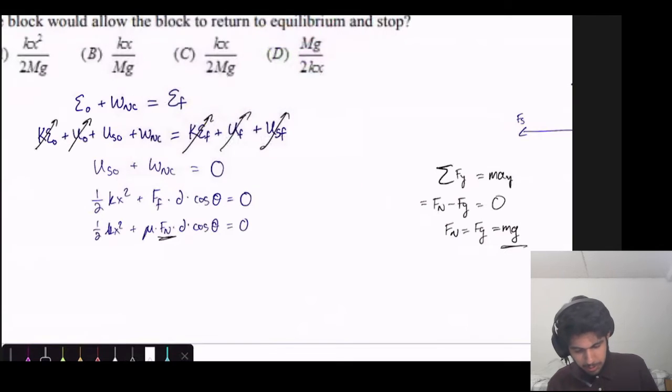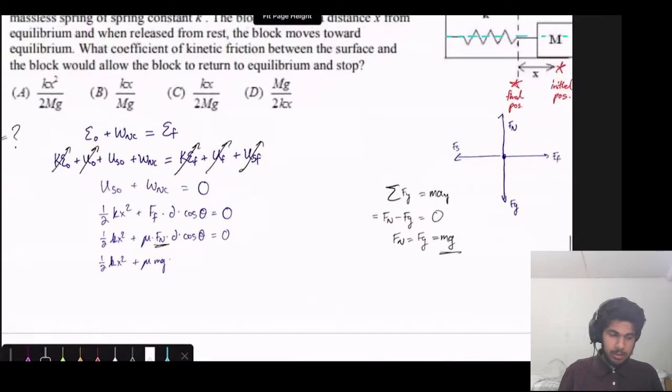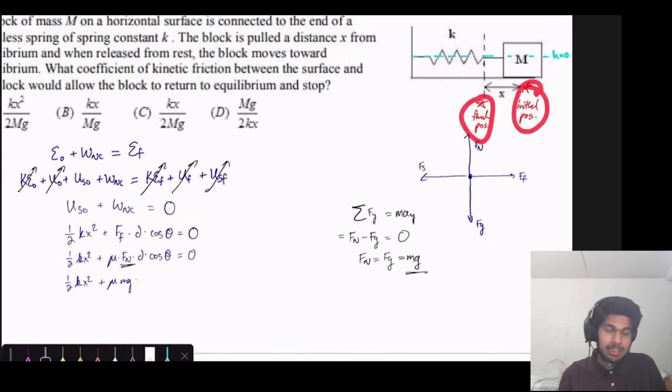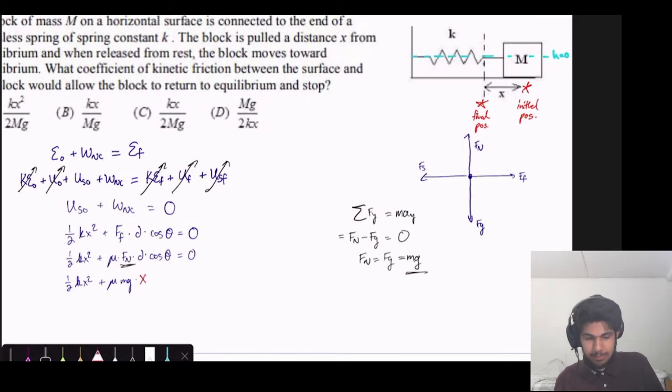Let me go back to blue. We get 1/2 kx squared plus mu mg times d cosine of theta. Let's try to figure out what d and cosine of theta are. So d is the distance traveled over which the force is being applied. If we start here and we end here, then that value for d is just the change in these starred positions, which is simply x.